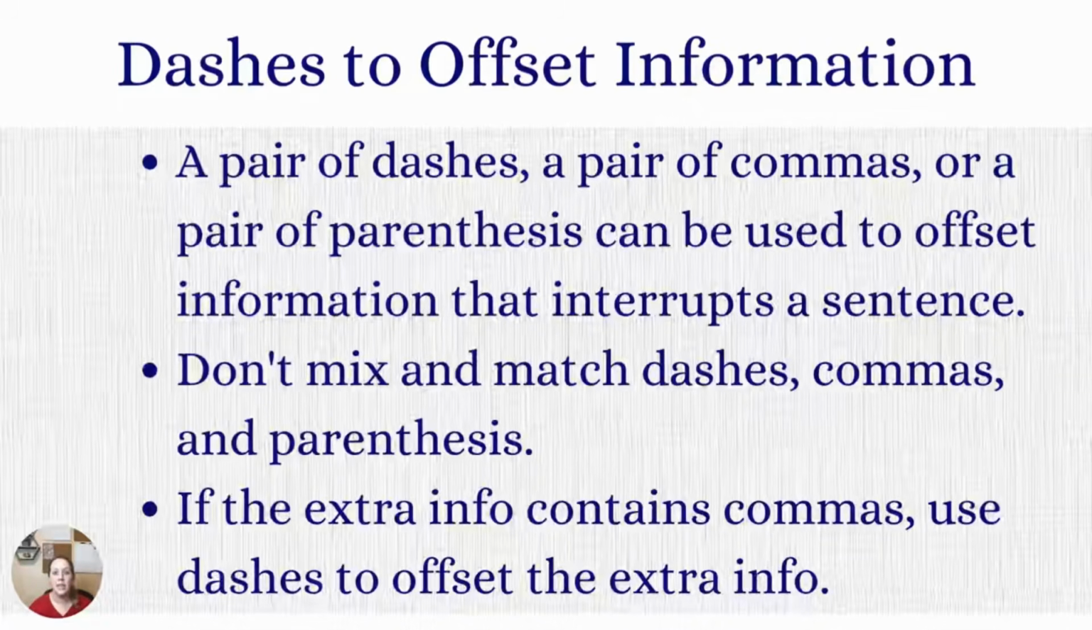Now, let's say that the extra information has a comma in it. Like maybe you're trying to offset a city, comma, state, or maybe there's a date that has a comma in it. For clarity's sake, it's usually best to either use parentheses or dashes in this case, because if you use commas, it can make it really choppy and more difficult to read. So if there's a comma in what you're trying to offset, using dashes can help with the clarity.